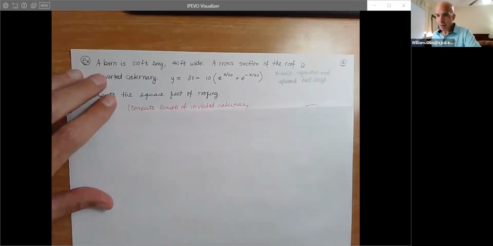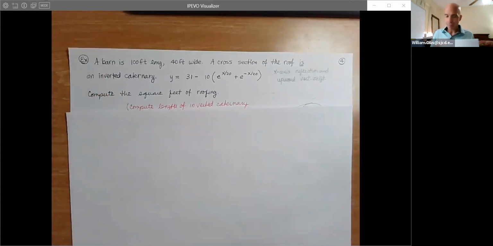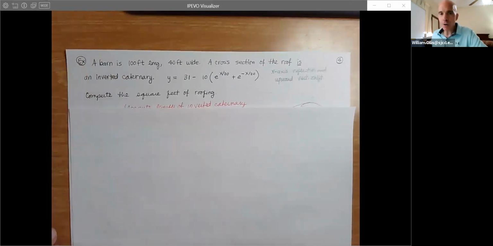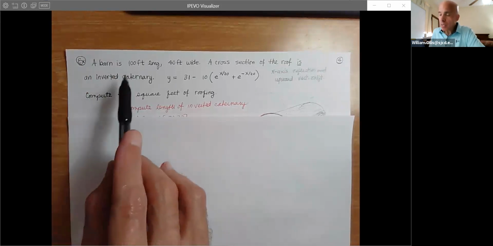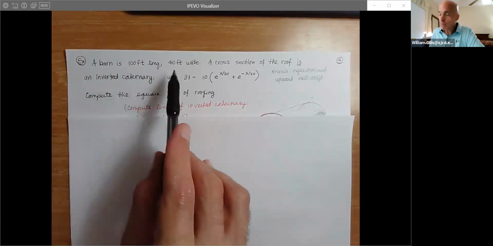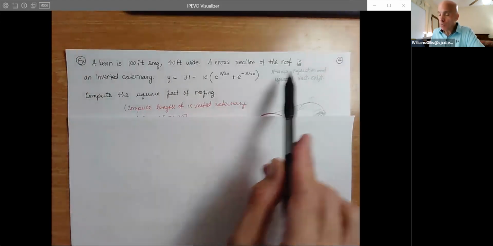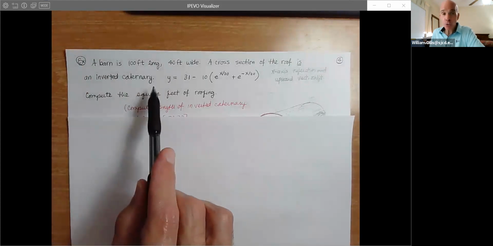Now, I want to look at this example that I wrote up here, and I want to just kind of summarize it in the end, to show you some points of it. Now, this is from your WebAssign, and basically what we have is a barn that is 100 feet long and 40 feet wide. It says a cross section of the roof is an inverted catenary.